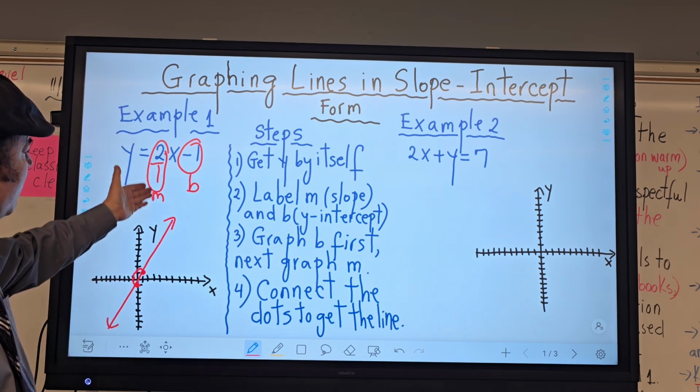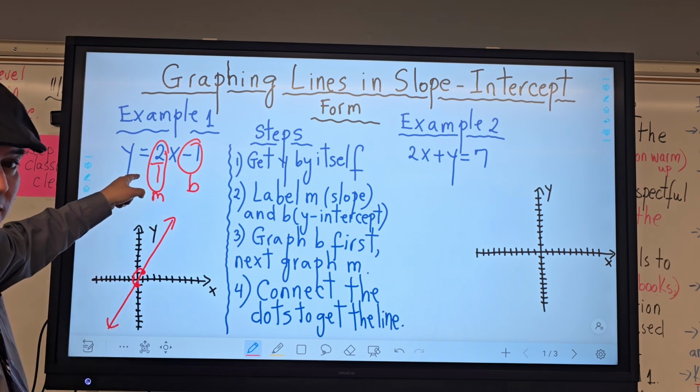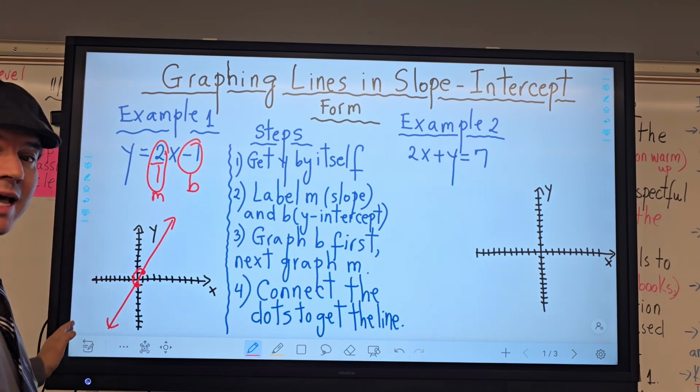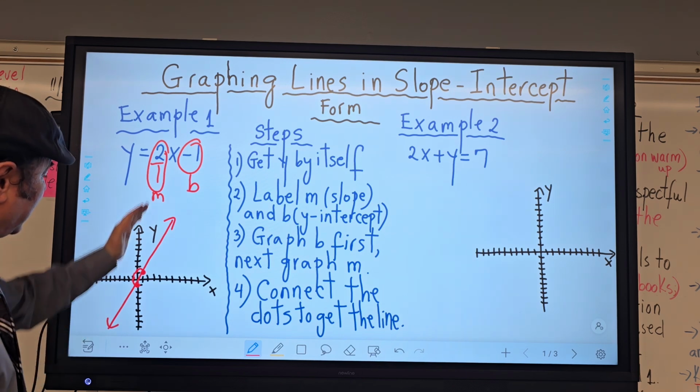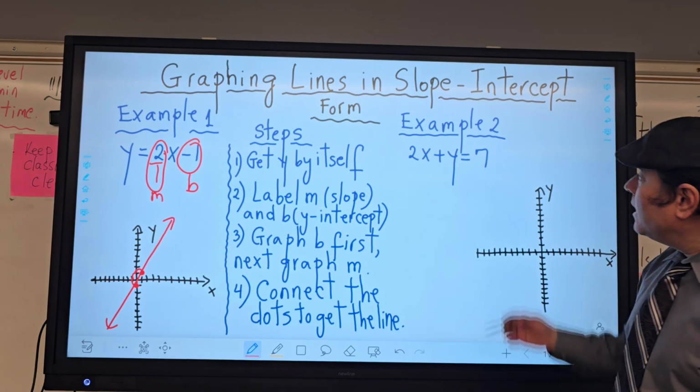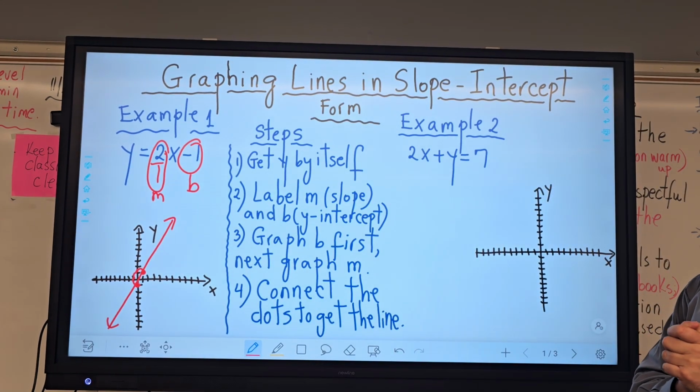y equals 2 over 1x minus 1. And the slope is positive. We have a positive 2 over 1x, which means that the line is going to go to the right. Line is going to the right because the slope is positive. Let's take a look at example number 2.